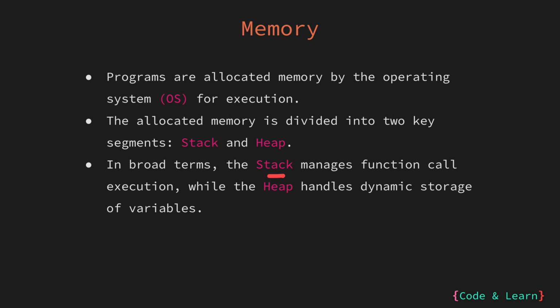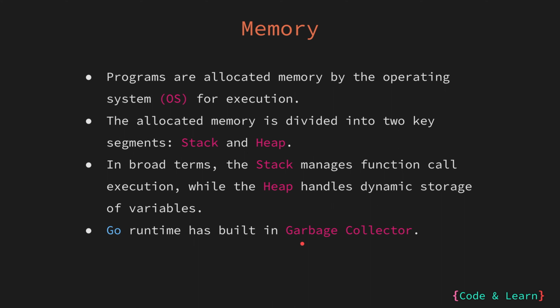The stack is like a call history. It keeps track of function calls and local variables within those calls. When a function is called, its information is pushed onto the stack. When the function call finishes, its information is popped off of the stack. The heap, however, is more like a free storage area where you can create and delete variables dynamically. It allows for more flexible memory management but requires manual cleanup in most languages.